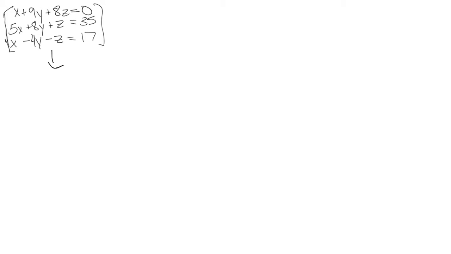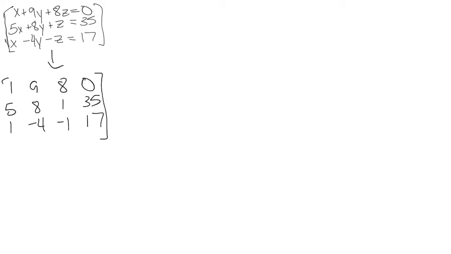In your guys' homework, you guys can just go straight to that. I had to write the problem down. That's 1, 9, 8, 0, 5, 8, 1, 35, 1, negative 4, negative 1, 17. And then close your brackets. So first steps first, I see that I have a leading 1, so that's taken care of. Now I can go ahead and work with the rest of my rows.